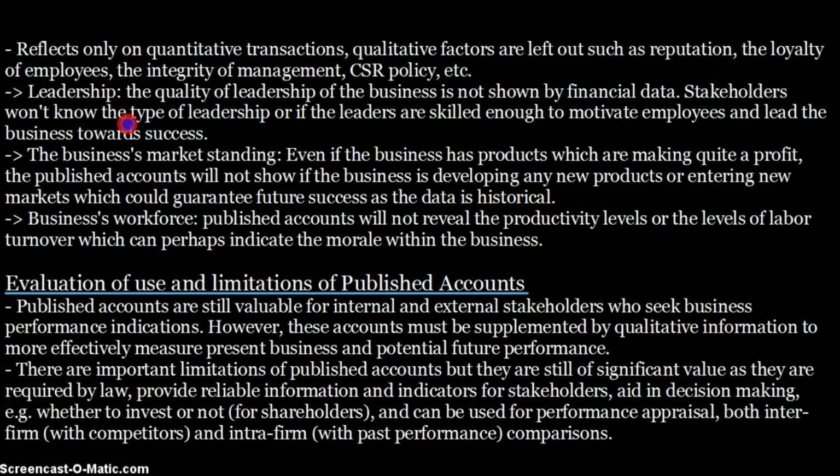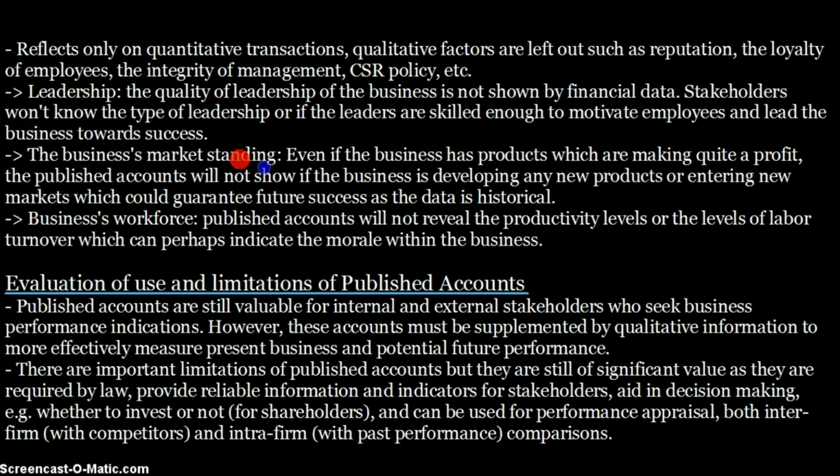Something like leadership. It does not tell you about the quality of leadership of the business, and stakeholders won't know the type of leadership, or if the leaders are skilled enough to motivate employees and lead the business towards success. It is quite important qualitative information to decide whether the business is worth investing in or not, or for employees looking forward to becoming part of that business. They should know the type of leadership in that business before they apply for jobs, etc.